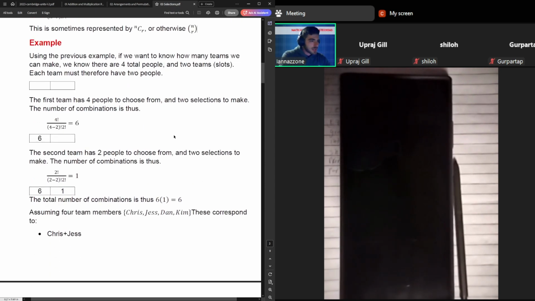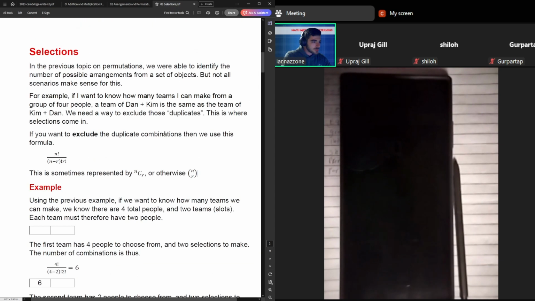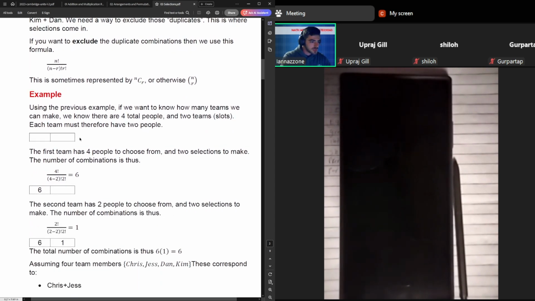Anyway, in this example, we have a group of 4 people, and specifically, what are we actually doing? How many teams we can make? Okay, so we have our 4 people, and we want to know how many teams we could possibly make. So we're still going to consider these things as being done in sequence, but we're going to be using our selections equation to calculate those number of choices in sequence.